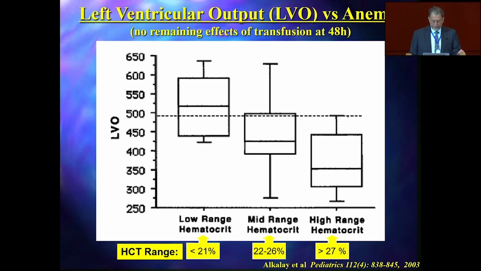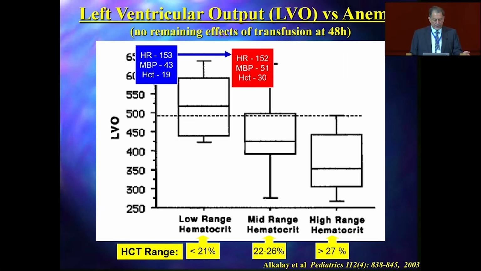Well, in a very nice paper by Alcalay in 2003, what they did was look at left ventricular output, and they looked at different hematocrit levels and ranges, and they did clusters of babies. And what you can see from the slide here is that when you get below about 26, the cardiac output, left ventricular output, starts to increase.